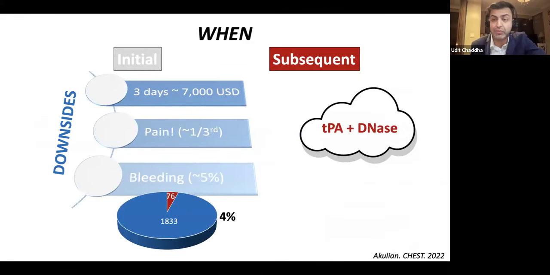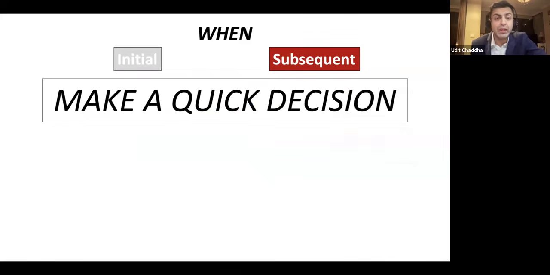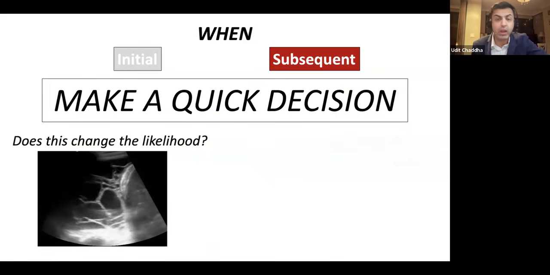In a retrospective observational study across 24 centers with almost 1,900 patients, the bleeding rate was also 4%. And 25% of these bleeds needed surgery and 50% needed transfusions. So a hemothorax or hemorrhage post TPA DNase is not necessarily a mild event. So put your chest tube in, assess the patient quickly, but make a very quick decision as to whether you need to give TPA DNase or not.